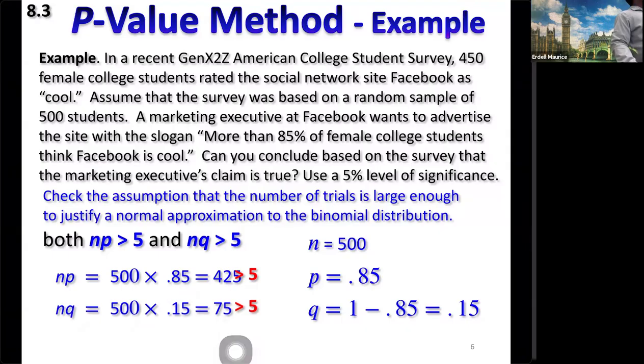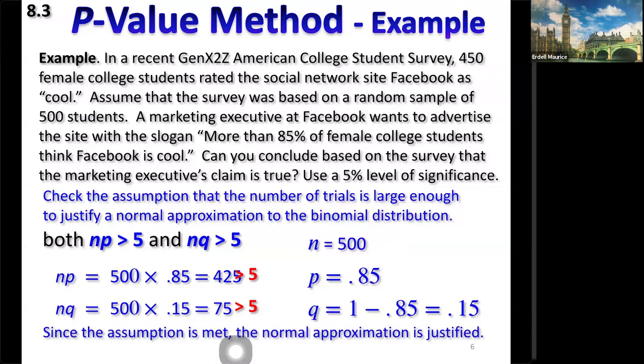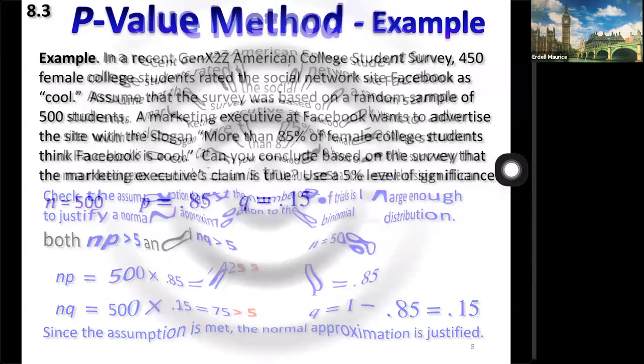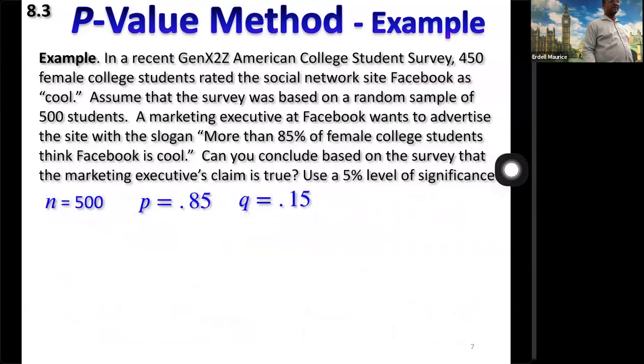We can step forward. If this was not the case in real life, one of two things would have to happen. Either you'd have to go out and get more data, survey more people, or you'd have to use a different statistical process to try and get yourself to an end. All right? But that's not our problem right here. And so the assumption of normality is justified. And so we can move on to the next step right here of actually running the test.